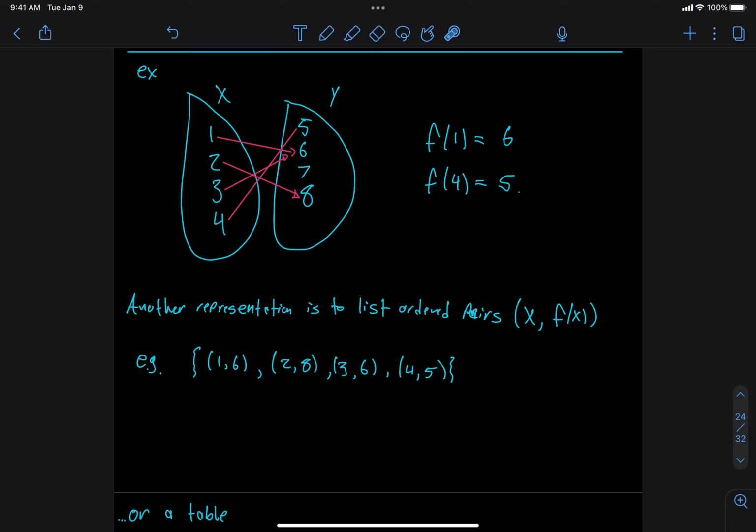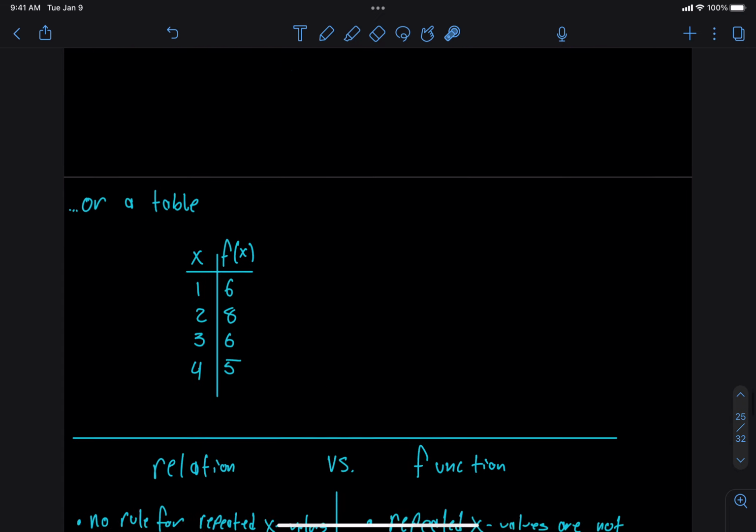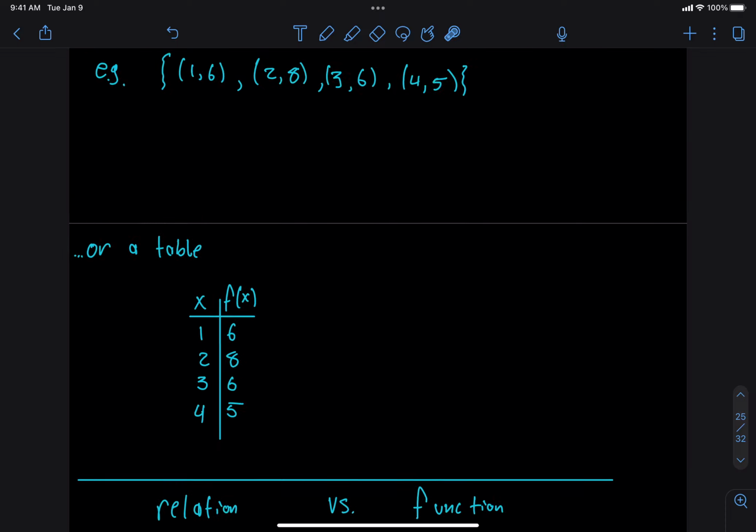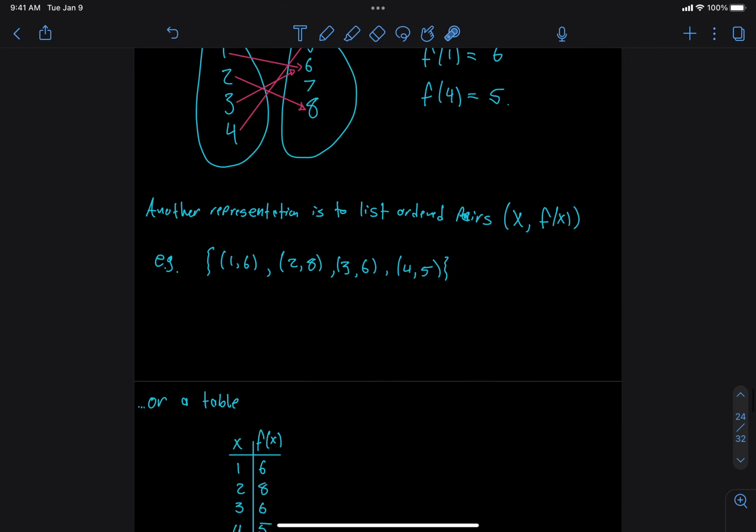Another way that we could write down what's going on with a function is with a table. We could do a table where on one side I'm going to put x, and on the other side I'm going to put f of x. So these correspond directly across, directly across, directly across. So 1 goes to 6, 2 goes to 8, 3 goes to 6, and 4 goes to 5 can be explained using this table.